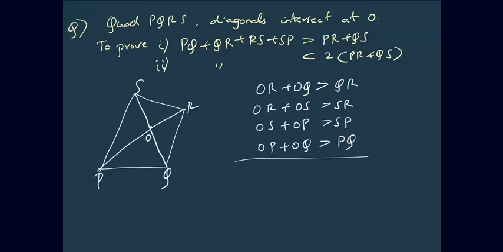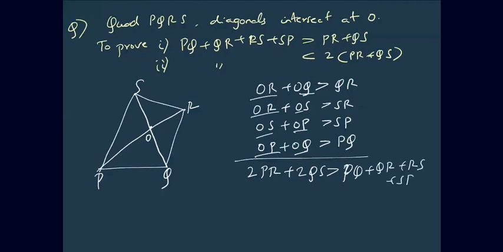I add this, what I'll get is, notice that OR plus OP is equal to PR and OS plus OQ is equal to SQ. So I have 2 times OR and 2 times OP, I'm writing it as 2 times PR. And since I have 2 times OQ and 2 times OS, I can write it as 2 times QS. So this is greater than PQ plus QR plus RS plus SP. So if you shift this to the other side, then you have proved the second inequality.